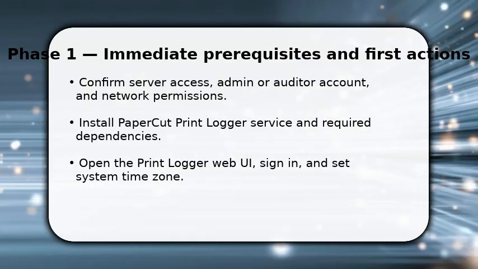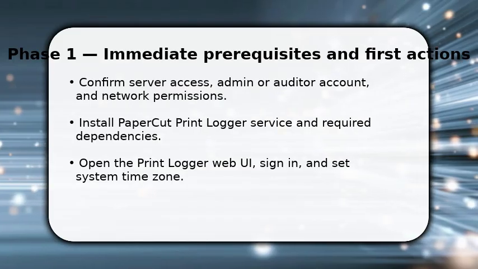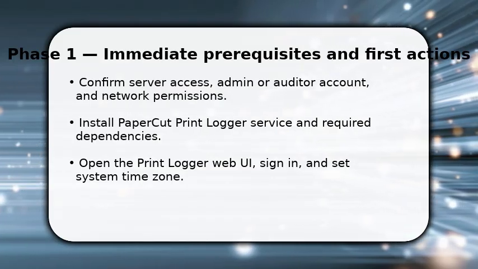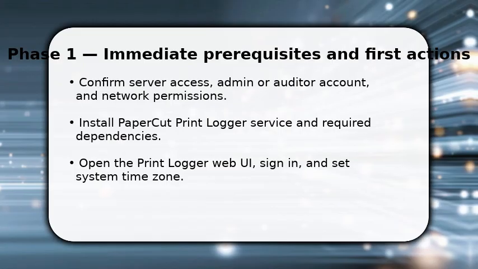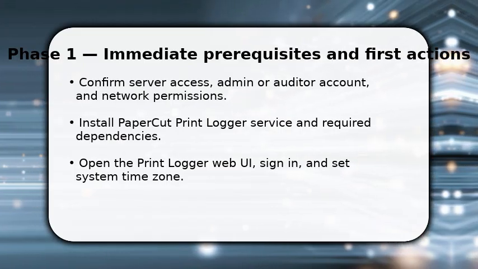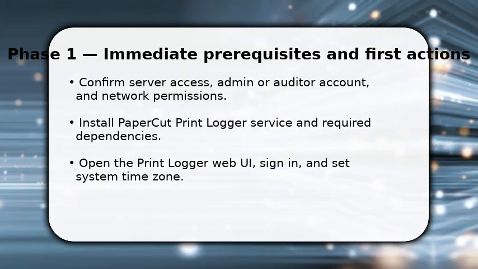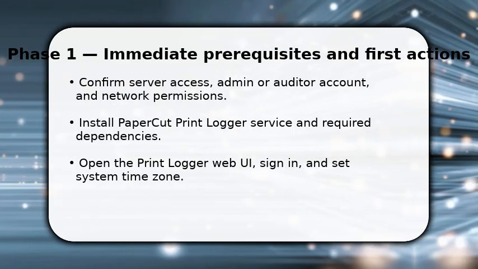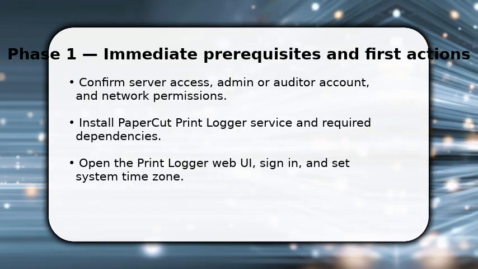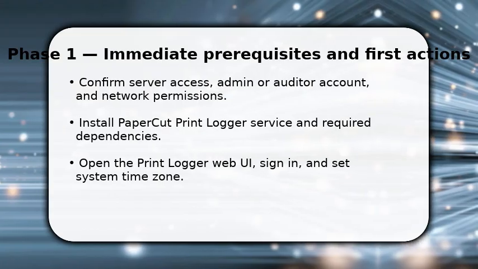You need to start immediately by confirming prerequisites: server access, an admin account, and network permissions. Once those are verified, install the PaperCut Print Logger service and any missing dependencies. This ensures accurate logging. Next, open the Print Logger web UI and sign in with your account.